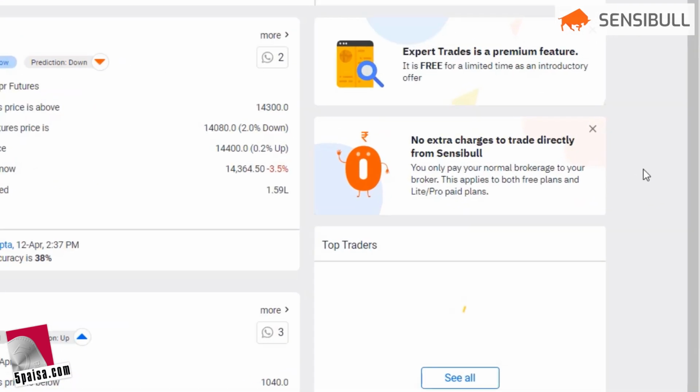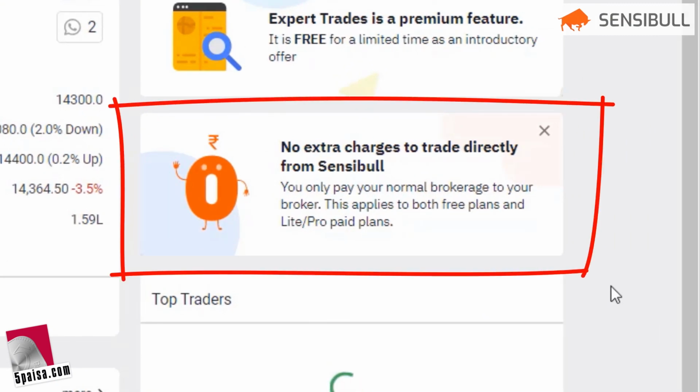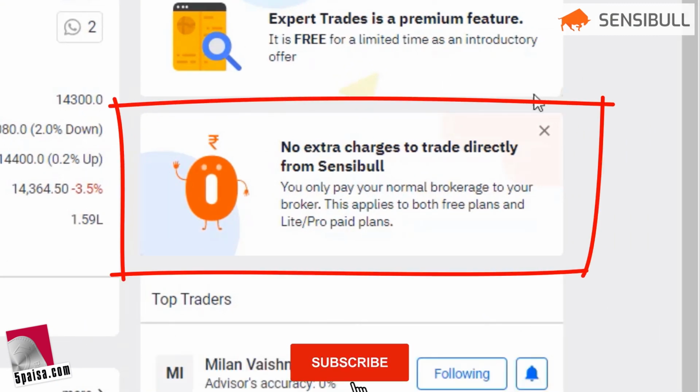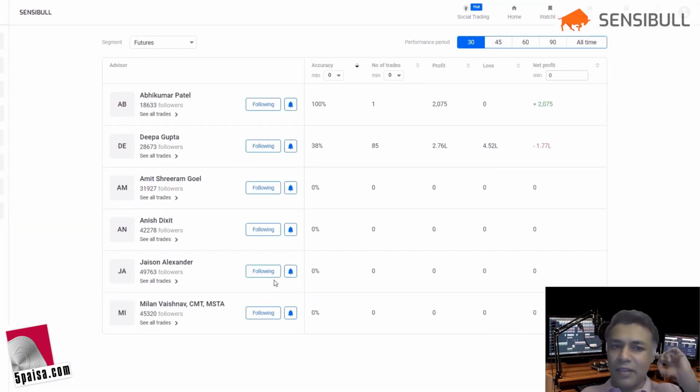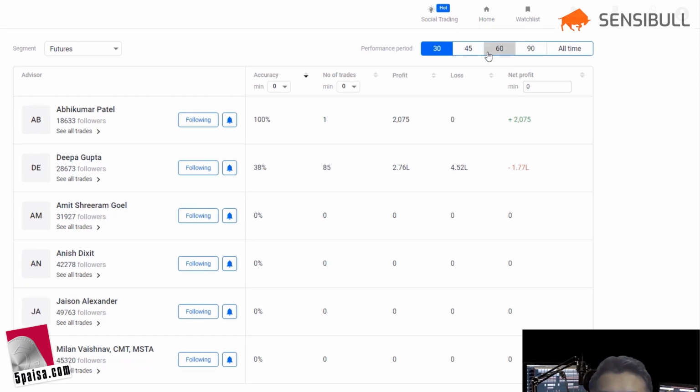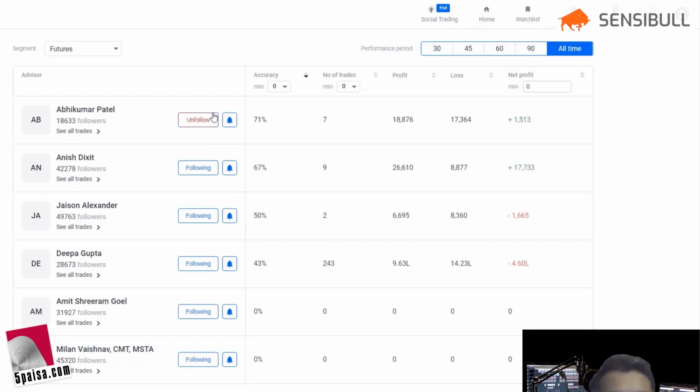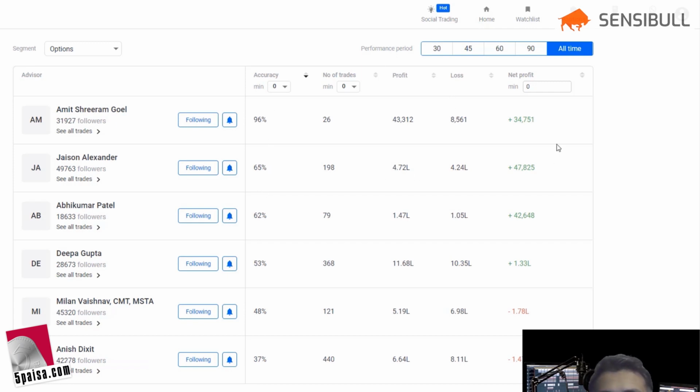So this is the great news. There is no extra charges to trade directly from Sensibull. Whatever you are paying to your broker, that's all you have to pay. So what it does is, first you might want to see the leaderboard, who are the good guys, who are the bad guys. So you can see all these traders who have been performing in our system for the last few number of months. So in options you can see there are these people who are having this much accuracy, this much P&L.